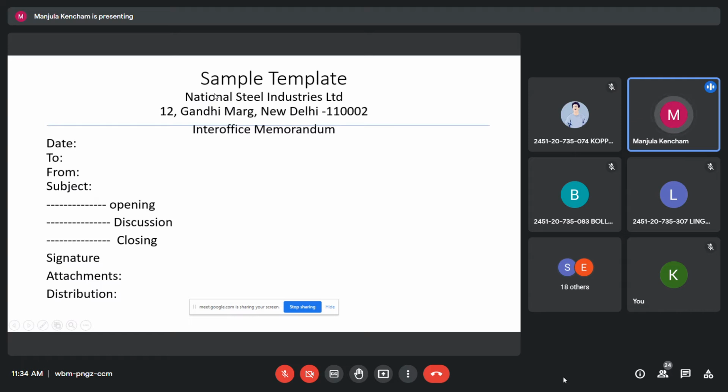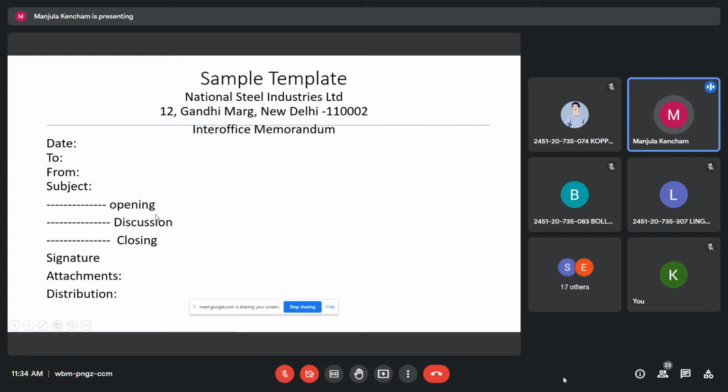Then you have a sample template. You can see the first part, where I place the cursor, falls under the heading segment. Definitely it has to be separated by a line. The words "Inter Office Memorandum" have to be written definitely. Then you have the date, to, from, subject. This is the order in which the fields have to be written.